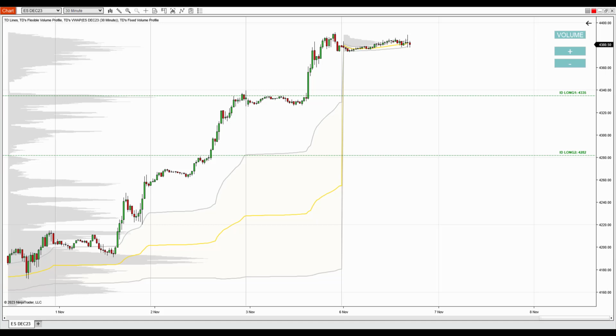What you see before you is the NinjaTrader 8 platform with my custom-made volume profile and VWAP indicators. You're looking at the 30-minute time frame of the ES, which is futures for the Standard and Poor's 500 Index. There are two strong supports which I would like to talk about, in here and in here.